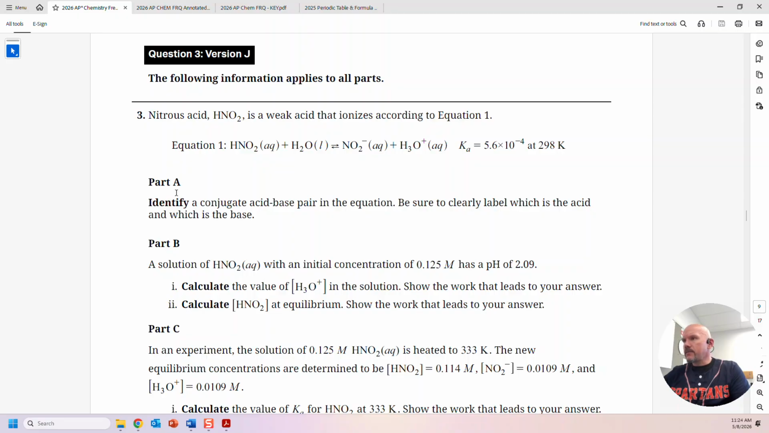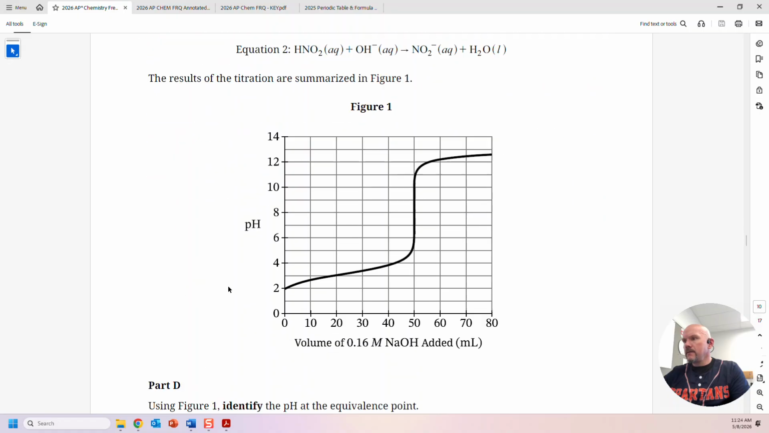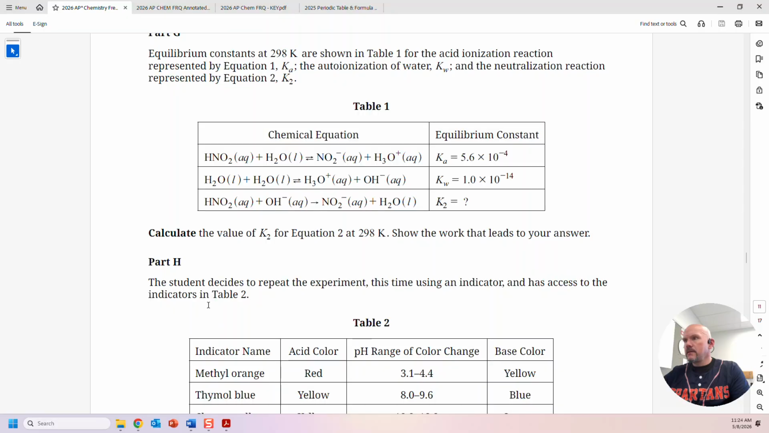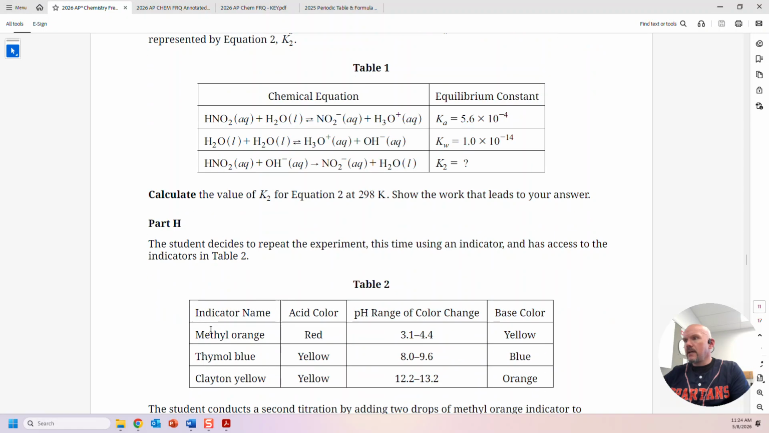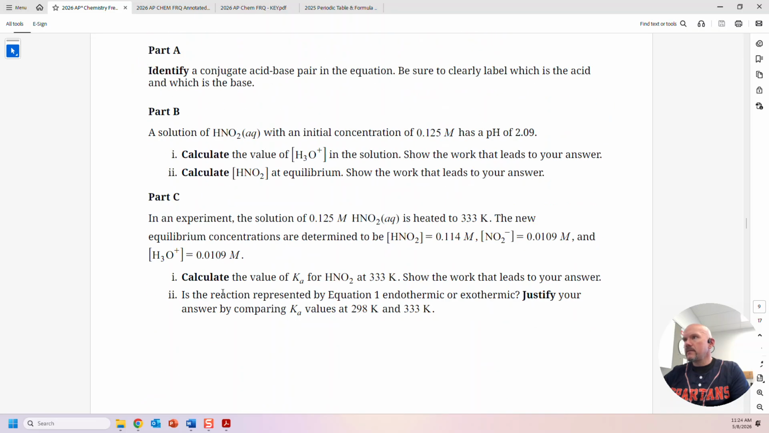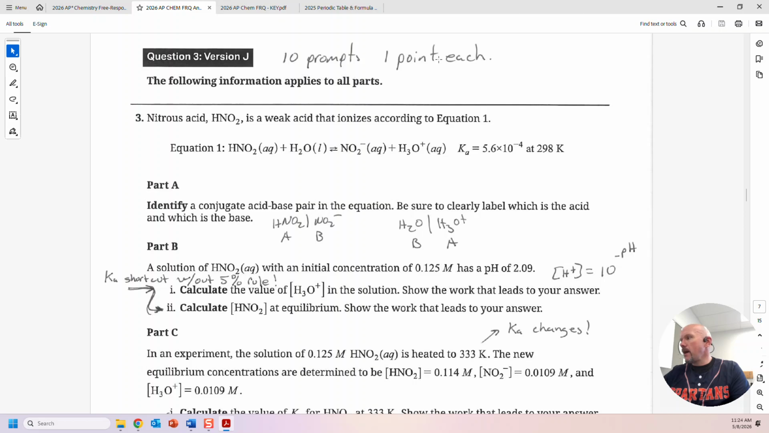If we look at the prompts, we got 1, 2, 3, 4, 5, 6, 7, 8, 9, 10. So we have 10 prompts. So that means each one is worth 1 point. So let's see. Yep, 10 prompts, 1 point.